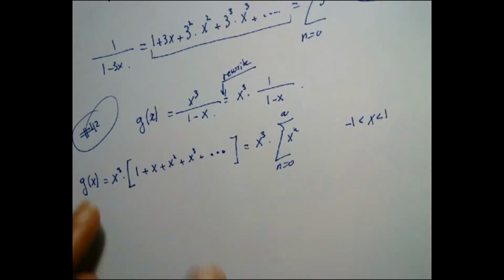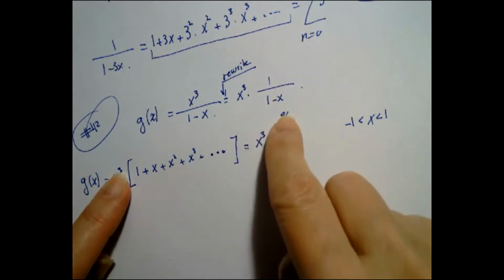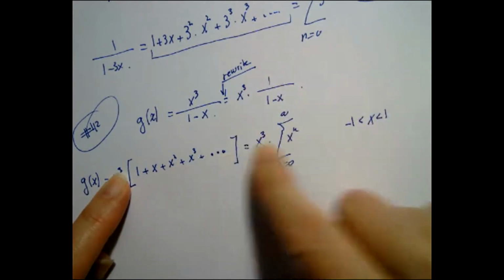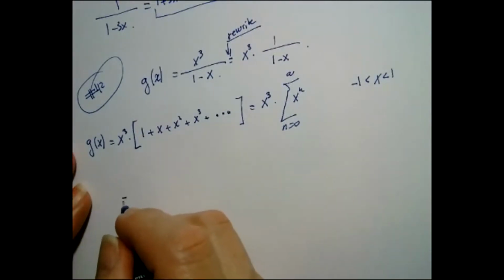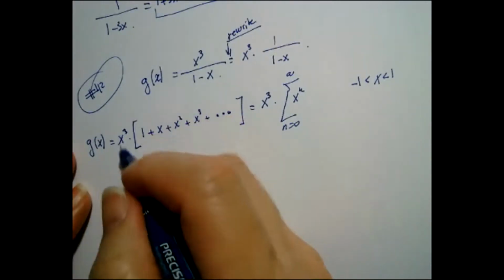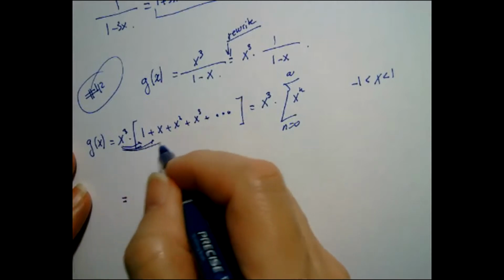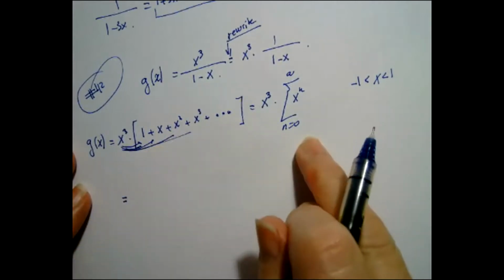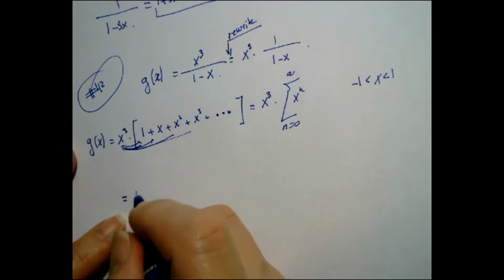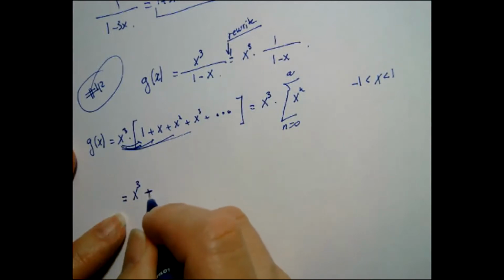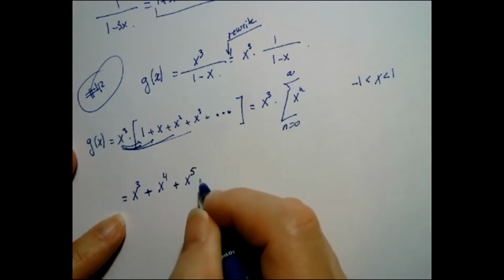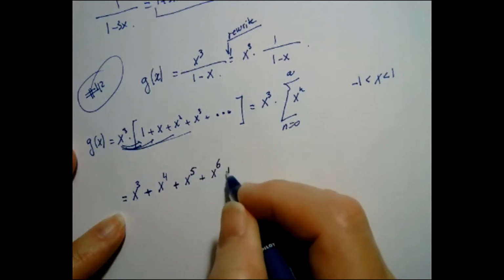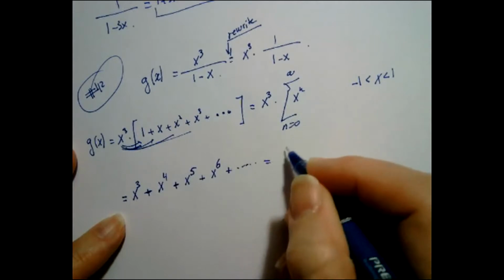I didn't make any substitution here. It's only 1 over 1 minus x. So this series converges between -1 and 1. And now I just distribute. This is just a sum. So I'm going to distribute the x cubed both here and with respect to the general term. So this will give me x to the power 3 plus x to the 4 plus x to the 5, x to the 6, and so on and so forth.